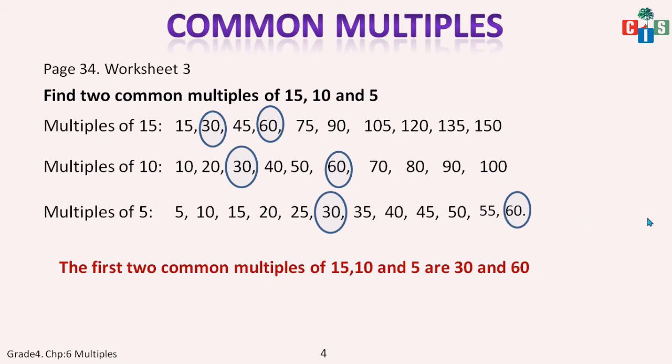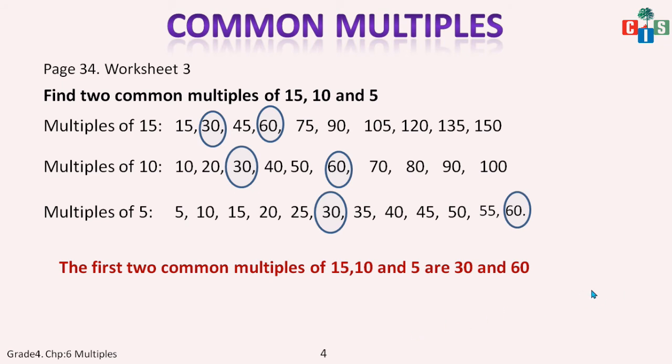If you extend further, if it is told three common multiples, you can write the table of 5 further. You will get 90. See, 90 is here also, 90 is here also. So in the table of 5 also you will get 90. So extend it. So you will find the third multiple.